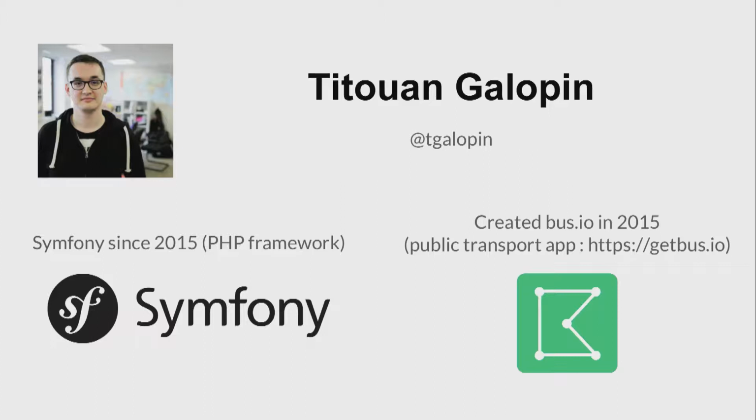And I'm here for Buzz.io. Buzz.io is an app I made as a personal side project, and I implemented a routing engine inside it. So a routing engine is going from point A to point B as fast as possible. We'll discuss that a bit.